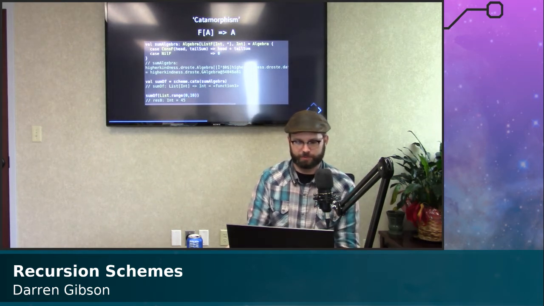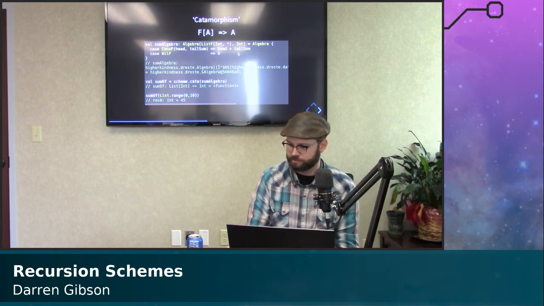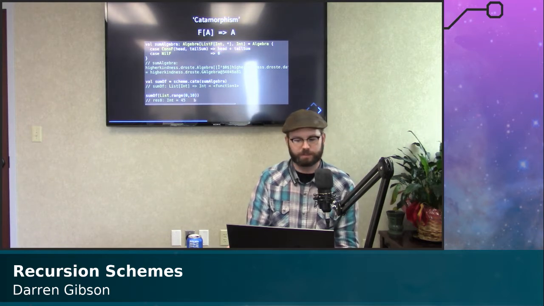We have an algebra that is putting things together. It takes some list, takes the head, takes the tail, puts them together. I guess I should say it sums it up. Takes the head and the tail and puts it together. And you can see if I have a list of 0 to 10, we get the sum of all elements in the list. So that's an example of catamorphism.